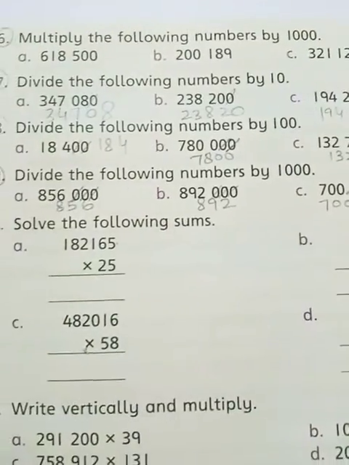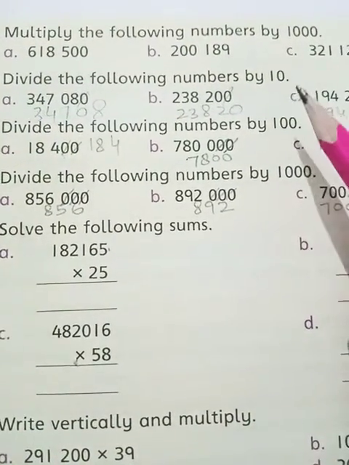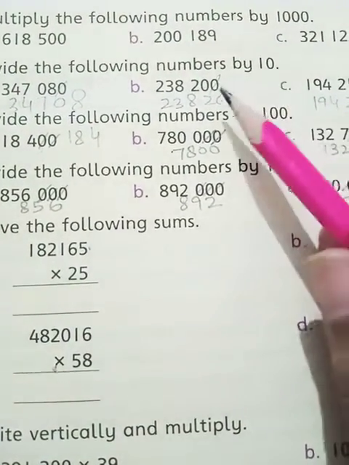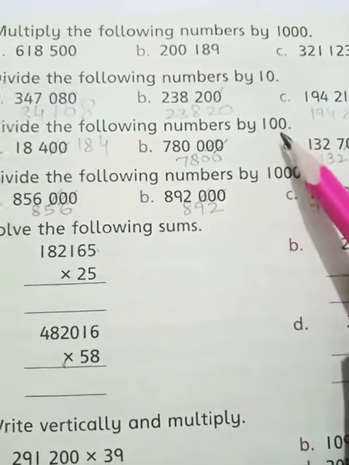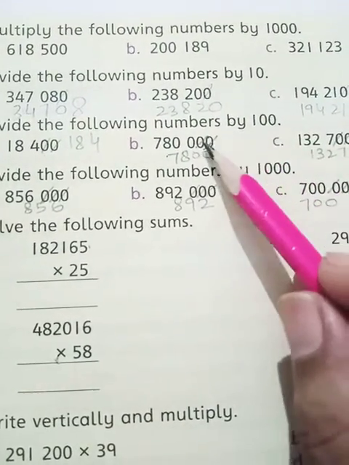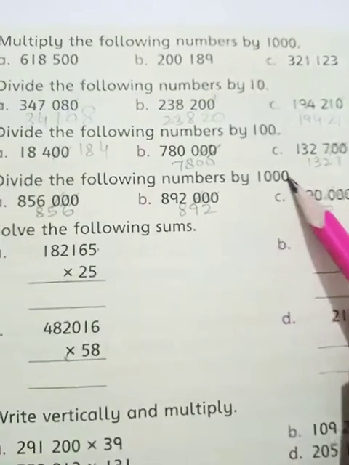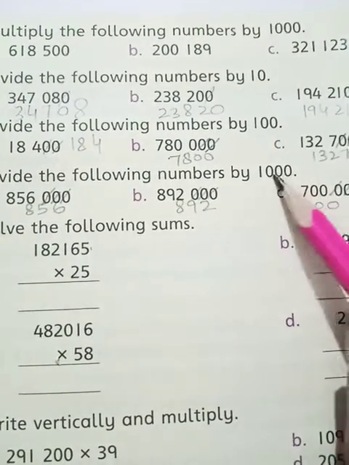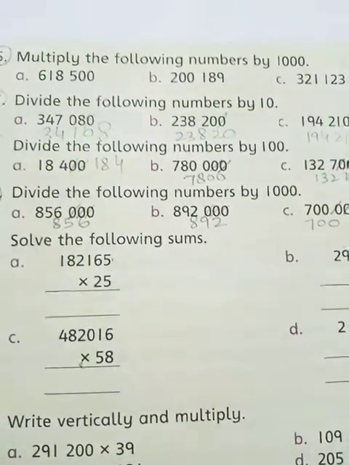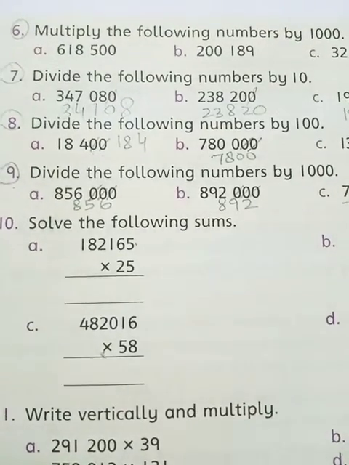So beta, this is a very simple rule. Whenever we divide by 10, 1 zero from the end will be removed. When we divide by 100, 2 zeros from the end will be removed. And when we divide by 1000, 3 zeros from the end will be removed. Okay, you have to do this in your book.